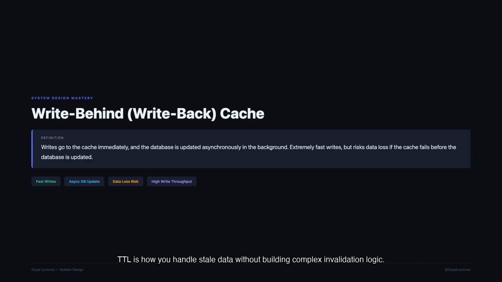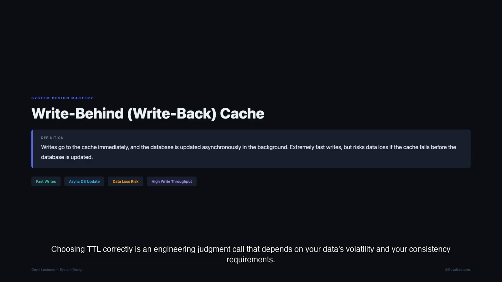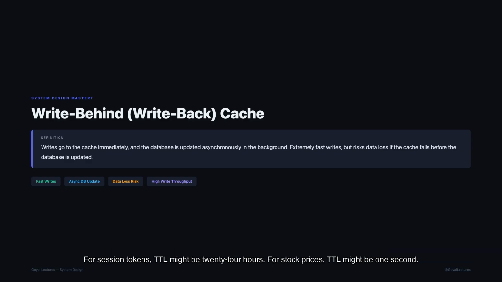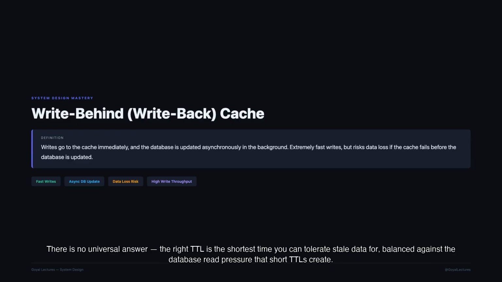Choosing TTL correctly is an engineering judgment call that depends on your data's volatility and your consistency requirements. For session tokens, TTL might be 24 hours. For stock prices, TTL might be 1 second. For a user's profile photo, TTL might be 7 days. There is no universal answer. The right TTL is the shortest time you can tolerate stale data for, balanced against the database read pressure that short TTLs create. When a cache runs out of memory, it has to evict something to make space.